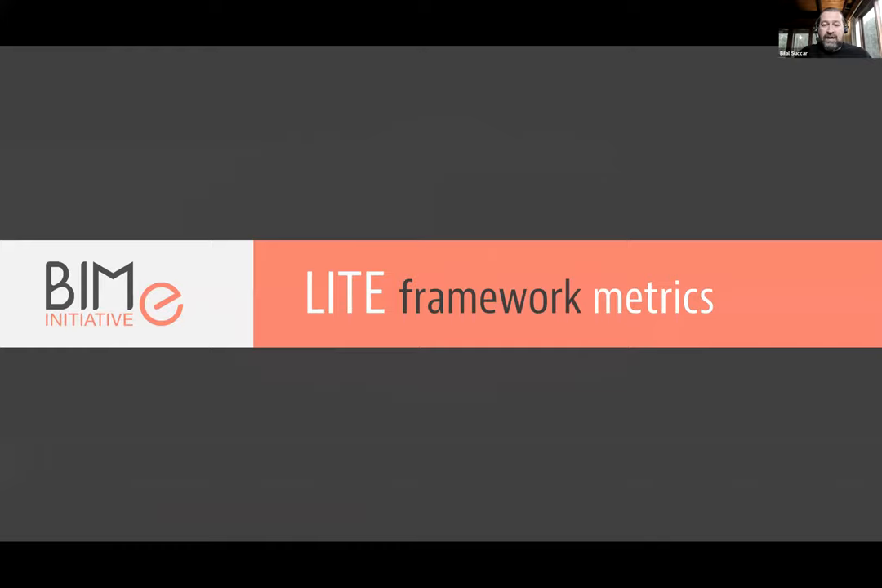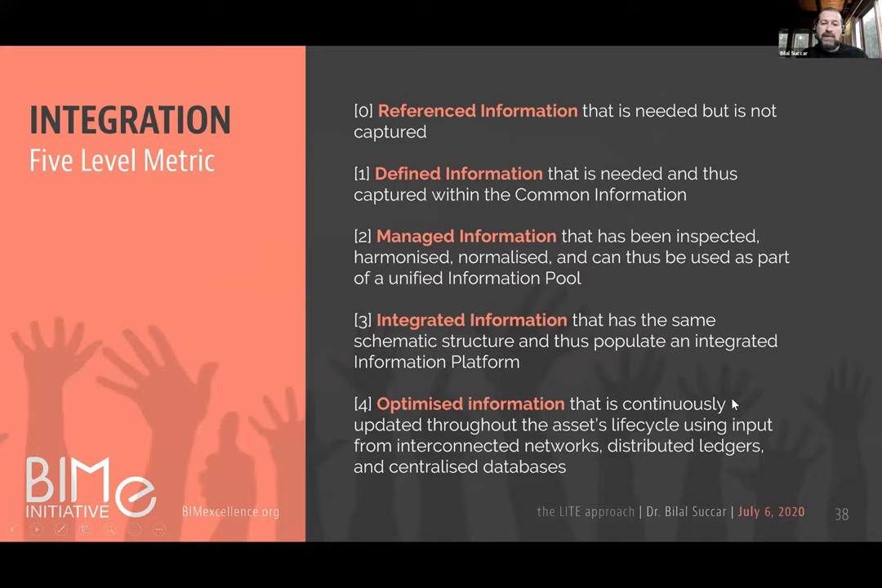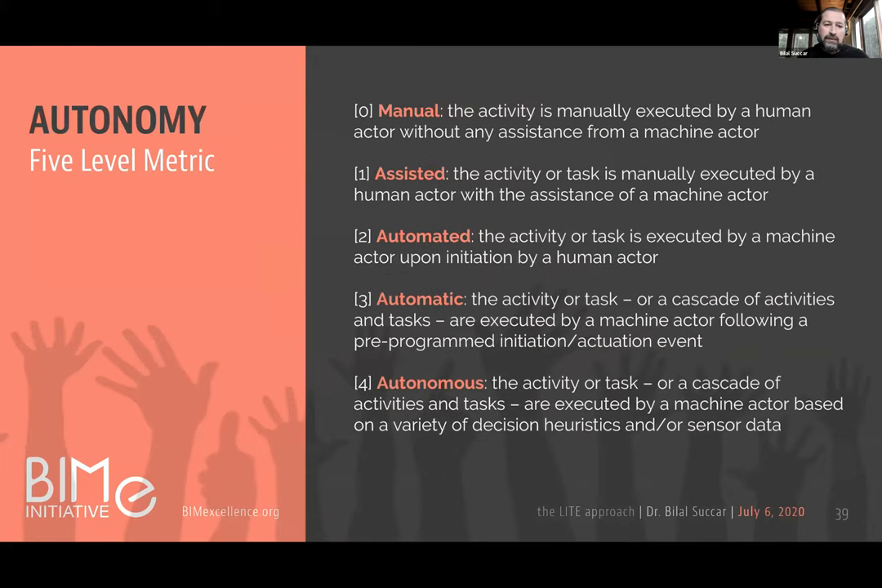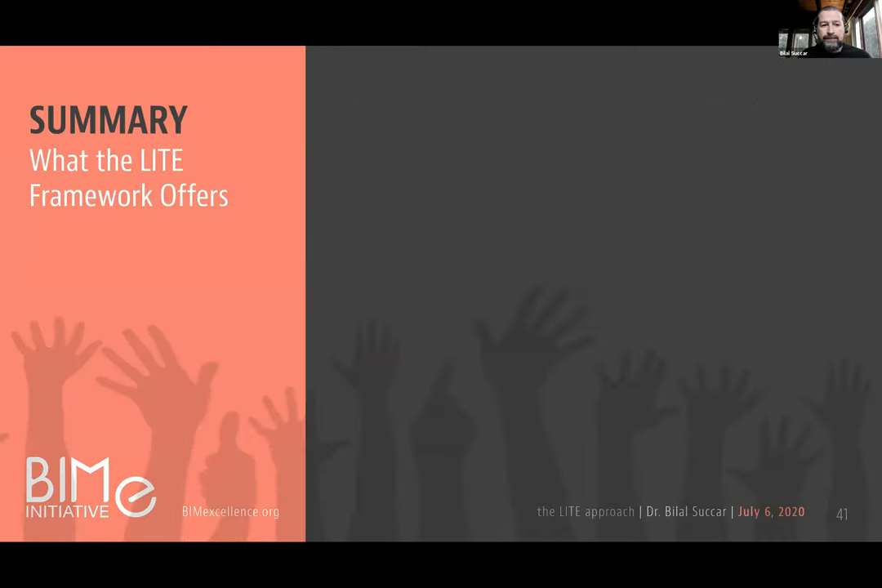I think I've run out of time. So really, the framework introduces lots of metrics. We have two main ones: the integration metric, which you can read about, how information goes from reference to optimized, and autonomy, the idea that the activities could be manual, assisted, automated, automatic, or autonomous. These are metrics. I'm just going to go to a quick summary.